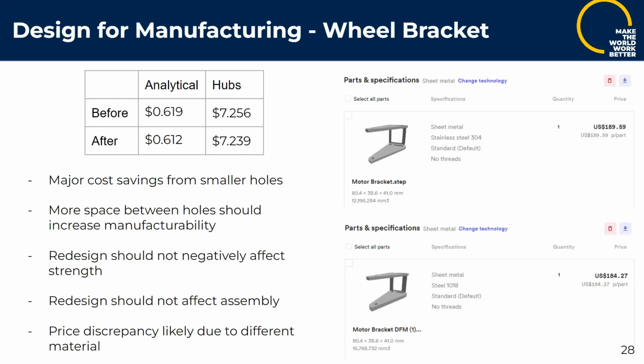So because it is sheet metal working, we were able to get a price estimate from the Hub's website as well. And as you can see, the discrepancy between the analytical prices and the Hub's prices is quite large. And we believe that that may be due to the fact that the material selected in Hub's was different from the material selected to do our calculations on.